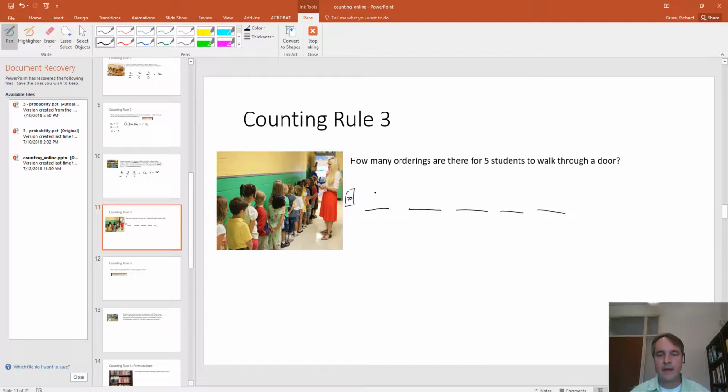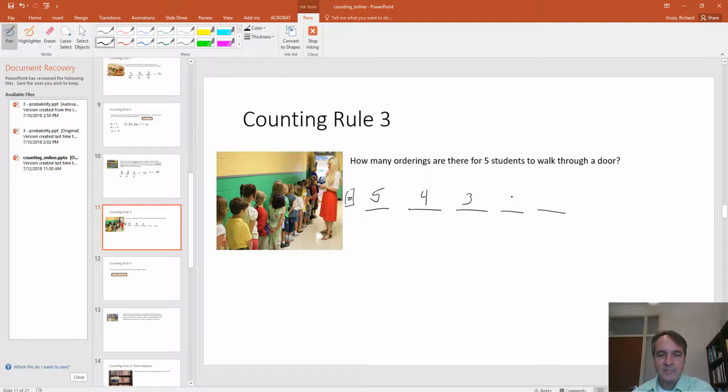And how many different ways are there to pick that student? Well, there's 5 students, so it's 5. So then we have to pick a student to go into the second slot. And this time, we don't have 5 available anymore. There's only 4 available.